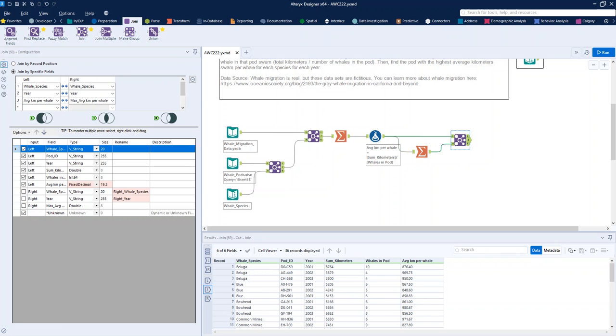And then when we join that back on, we join it on the whale species and the year, and then we join that average kilometre per whale with the maximum kilometre per whale, so then that just returns for us the top swimming pod. And the other change that we've made in here is just to make it a fixed decimal, 19.2, so it has 2 decimal places afterwards, just so it's nice and uniform rather than having lots and lots of decimal places.